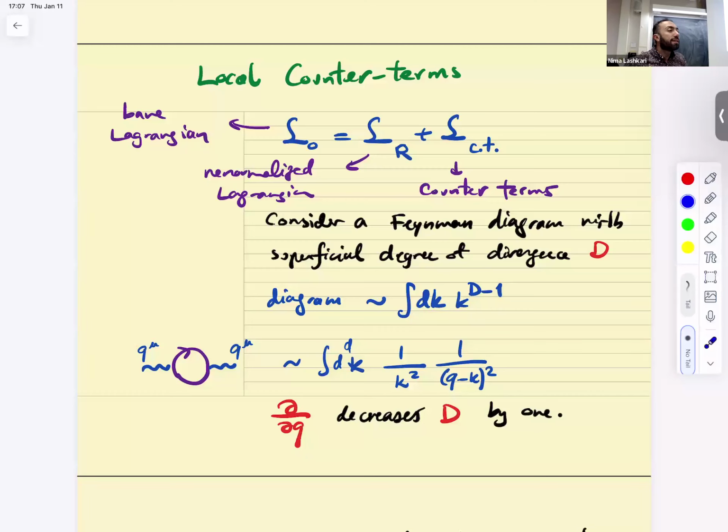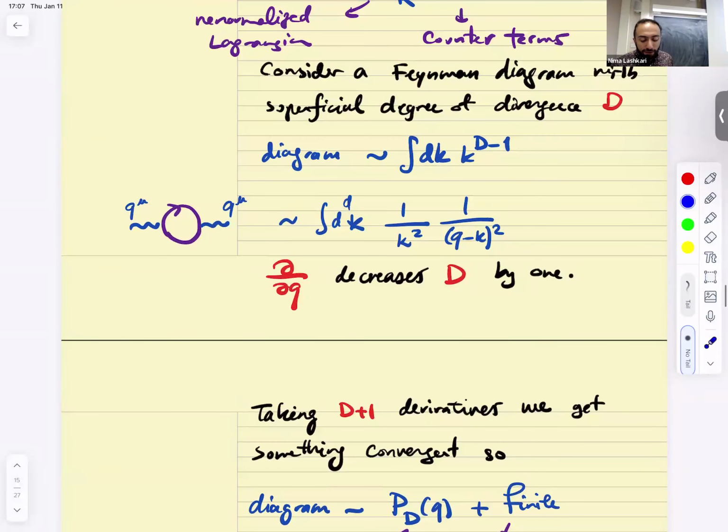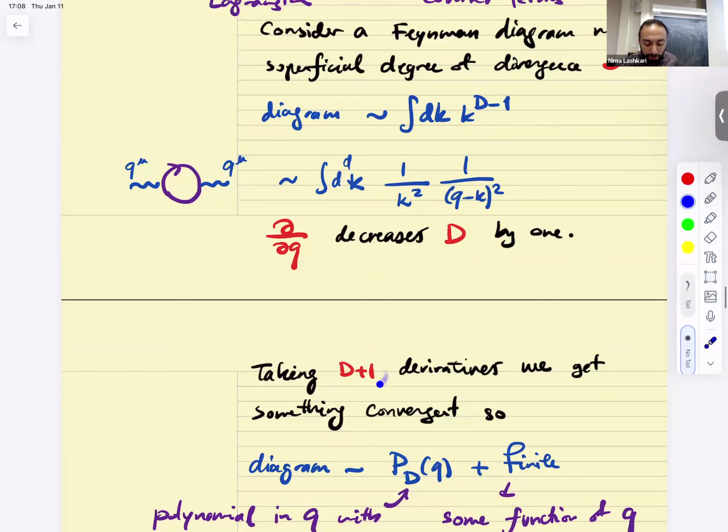We make a very interesting observation here, something that to this day I still find a little bit magical. I think there must be a very simple mathematical principle behind it, but I've never understood it. If you take a derivative with respect to q of this expression, it will decrease the degree of divergence by 1. You see that explicitly. So if you take D plus 1 derivatives, we get something convergent.